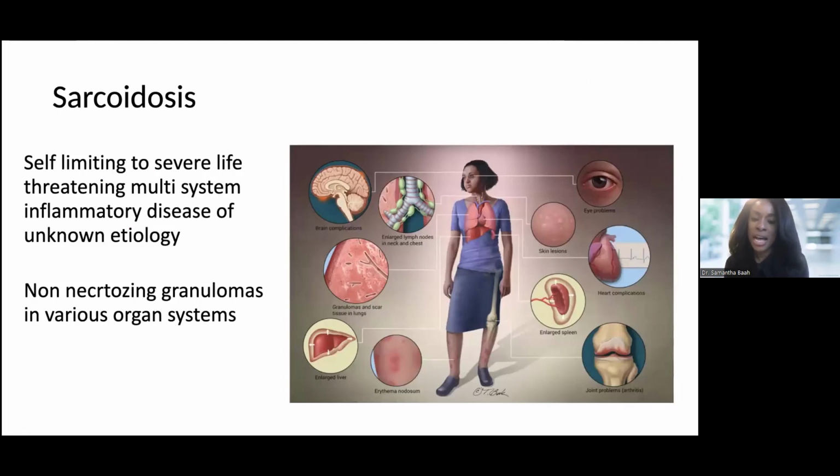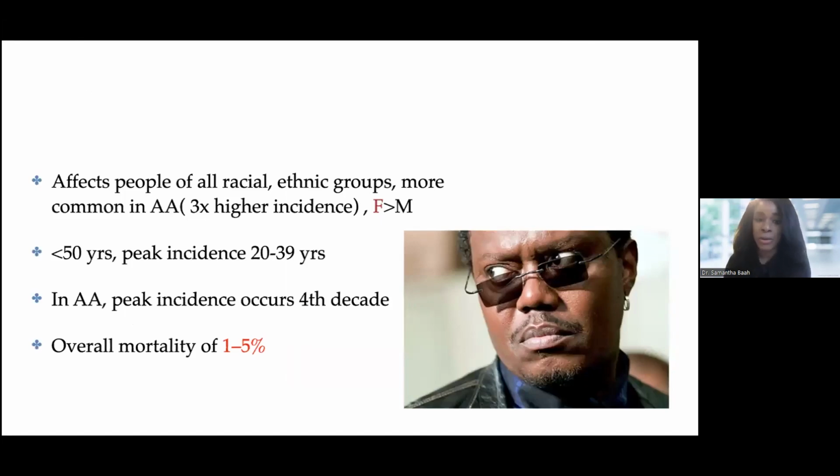It causes these non-necrotizing granulomas, or balls of inflammation is what I tell my patients, to form in various organ systems. So these granulomas can form in the brain, the lungs, the mediastinum, the lymphatic system, the skin, the liver, the spleen, the joints. So it's really important that if you do have a patient with mediastinal lymphadenopathy, you ask about these things. Do they have joint pains? Do they have new rashes?